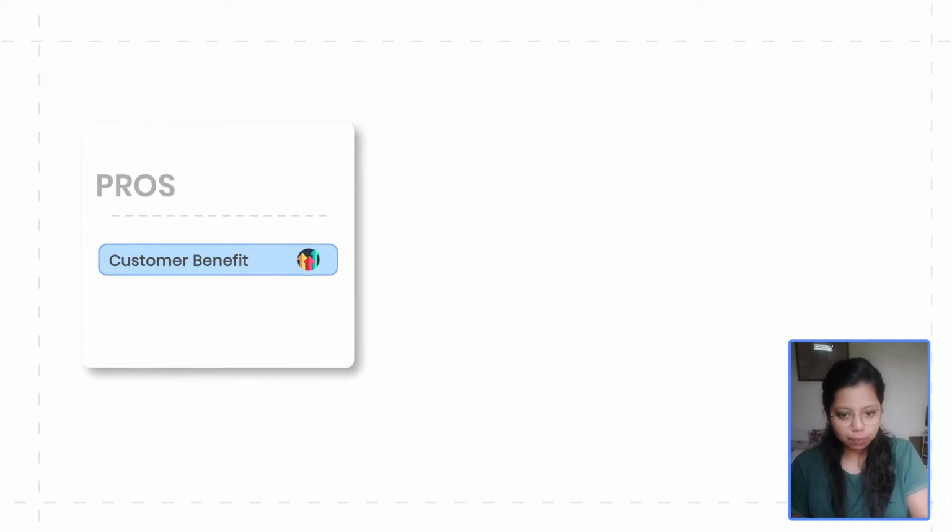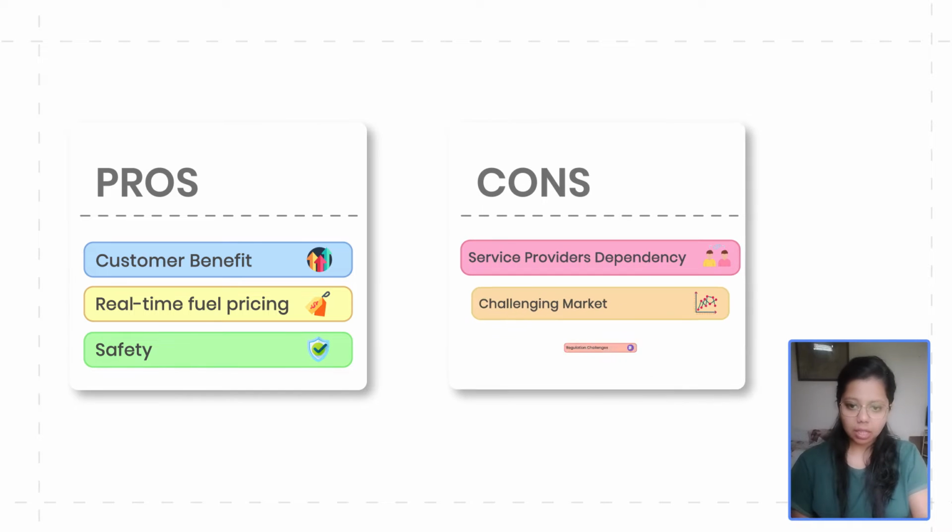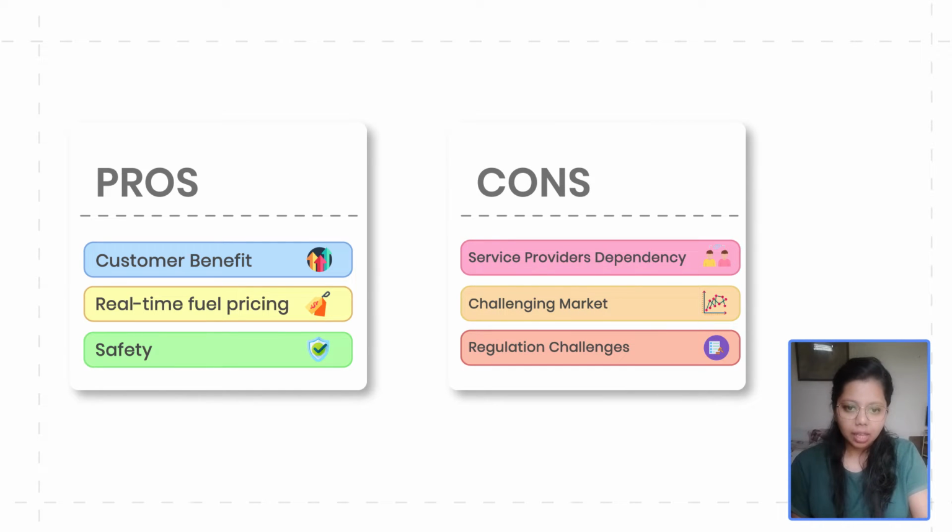Starting with the pros of building your fuel delivery app, number one is customer benefit. It helps users to avoid gas station queues and allows them to refuel at their own pace. Number two is real-time fuel pricing. It gives users more control over their experience. And number three is safety, as it offers a safe environment, especially for refueling at night or in unfamiliar areas.